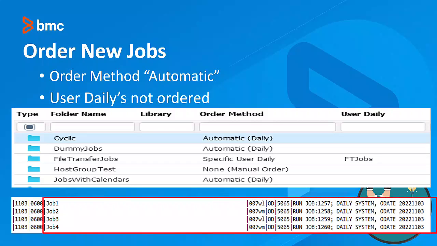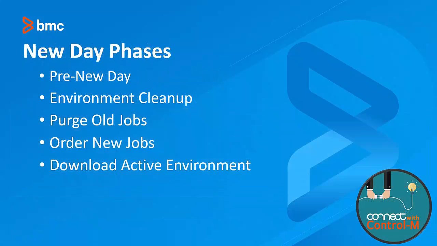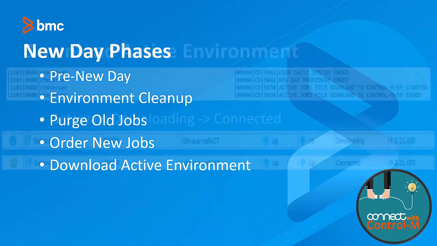The CTM log output now shows all jobs that got ordered, including those bulk loaded from pre-New Day, and any New Day had to order because job definitions changed or pre-New Day did not complete within that 1 hour period. Finally, we need to download this active environment information back to Enterprise Manager so that users can interact with these new jobs.